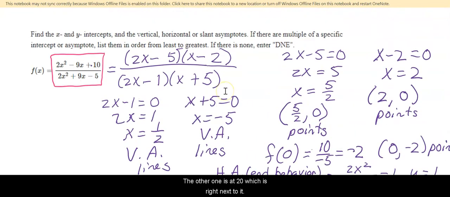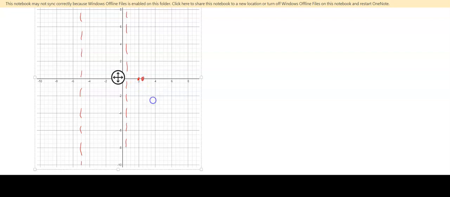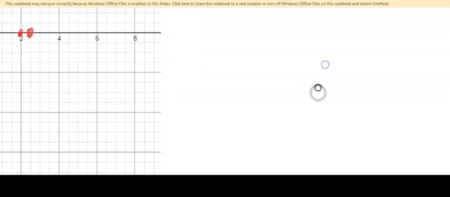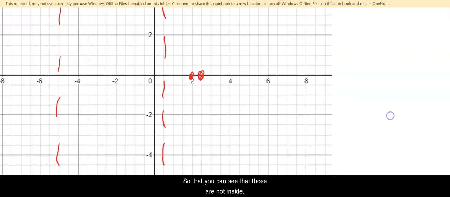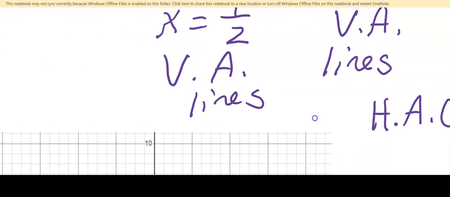The other one is at 2, 0, which is right next to it, rather close. To make it show up a little better, I'm going to draw in the picture a little bit, if I can, so that you can see that those are not in fact touching. Now where's the next information that I have?